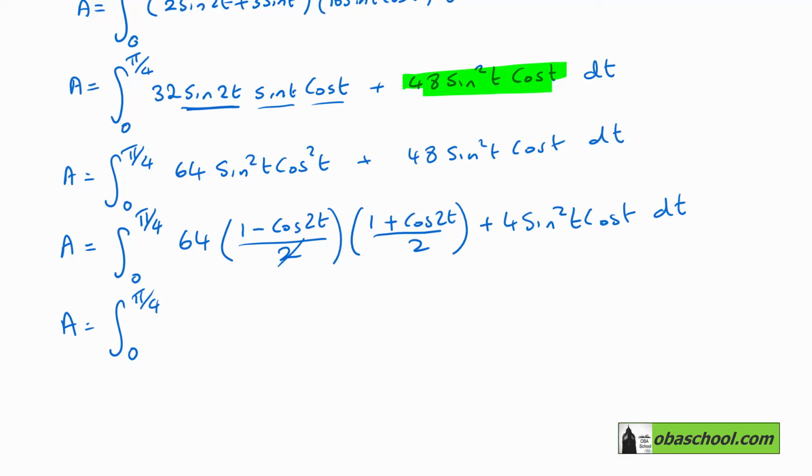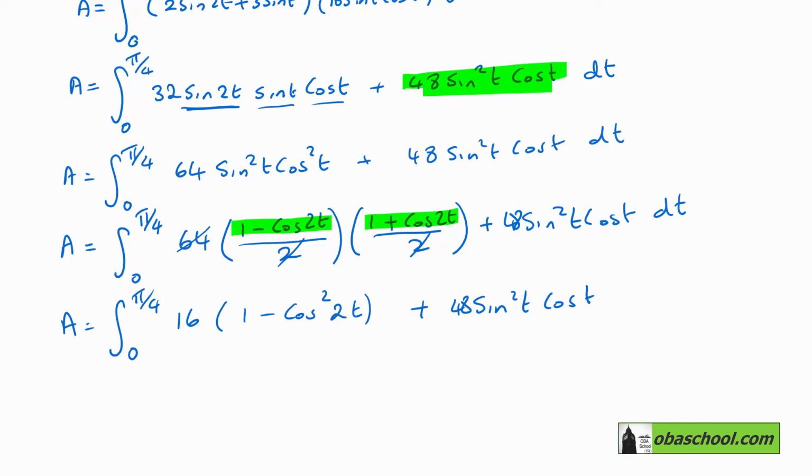Now the 2 and the 2 here cancel down with the 64 to give us 16. 64 divided by 4 is 16. And what we have left with these two brackets is a difference of perfect squares. So we can write that as 1 minus cos squared 2t. And then we've got plus 4 sine squared t cos t. So it's 48, isn't it? I lost the 8 at the last line.